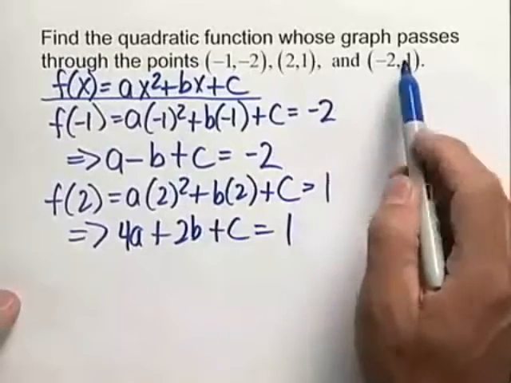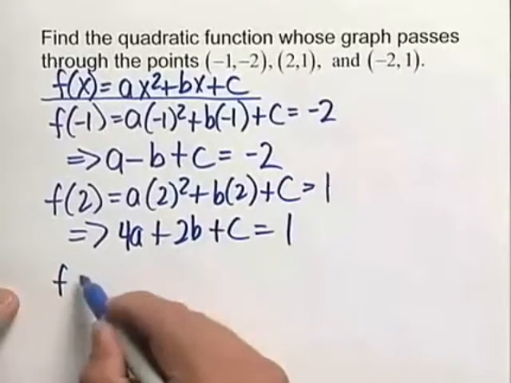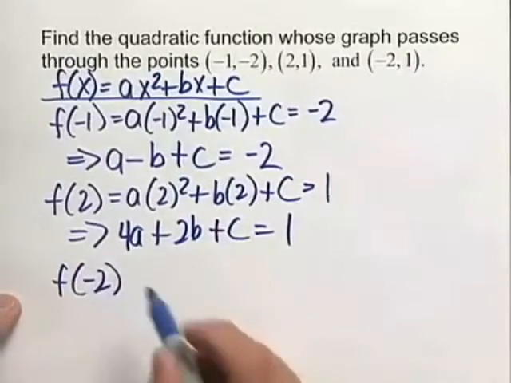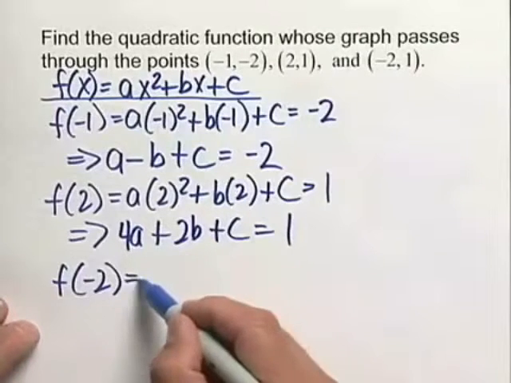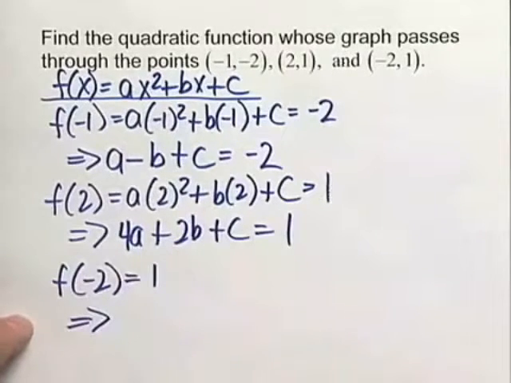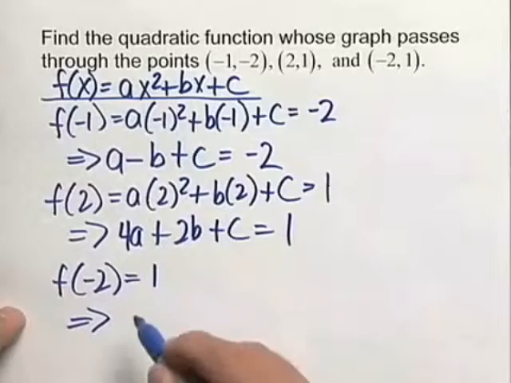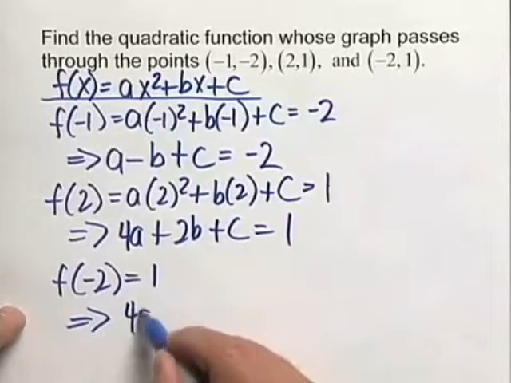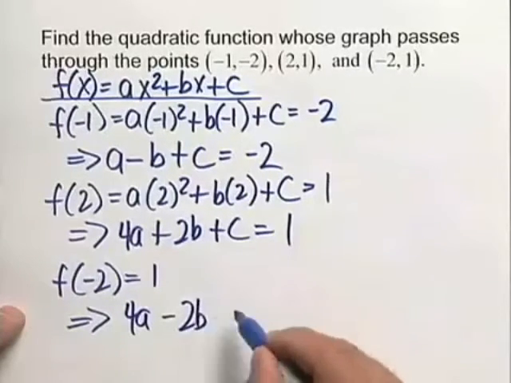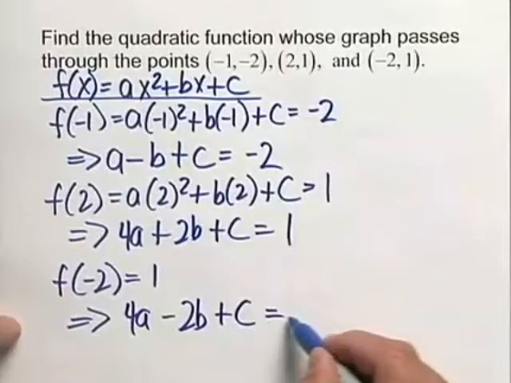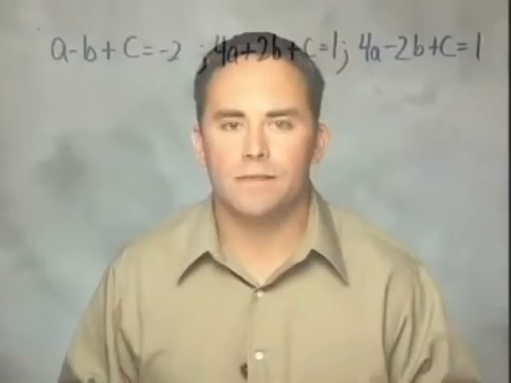And finally, we'll evaluate the third ordered pair, f of -2 equaling 1. I'll let you do this on your own. We obtain the following equation: 4a minus 2b plus c is equal to 1. Now that we have our three equations in terms of three variables, let's solve for a, b, and c.